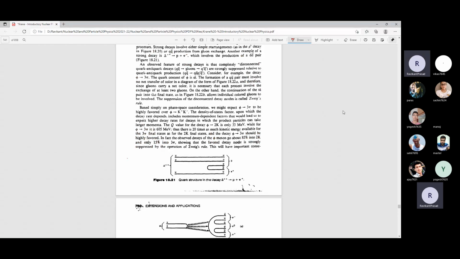Strong interaction does not change the flavor. Quark and anti-quark can combine, meaning they can be created or can be annihilated. And third is weak interaction can change the flavor.